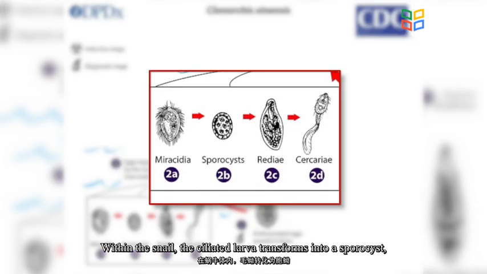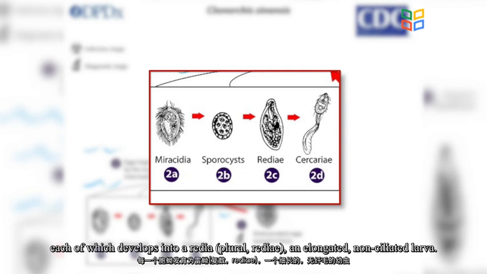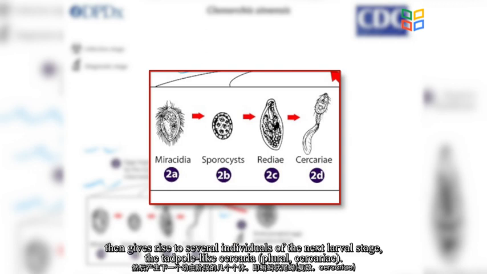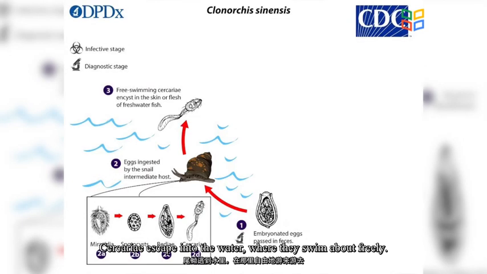Within the snail, the ciliated larva transforms into a sporocyst, a bag-like structure containing embryonic germ cells, each of which develops into a redia, an elongated, non-ciliated larva. Each of these larvae grows within the snail, then gives rise to several individuals of the next larval stage, the tadpole-like cercaria. Cercariae escape into the water, where they swim about freely.